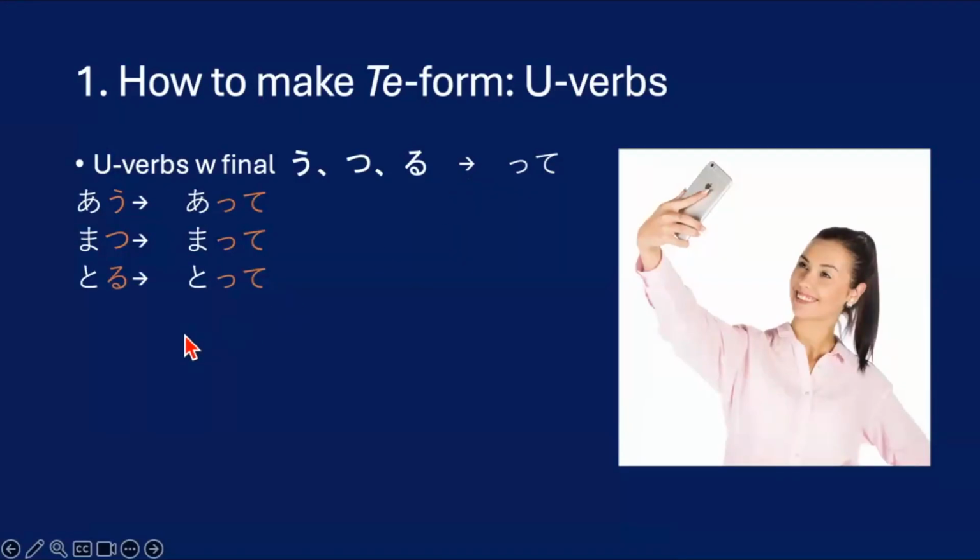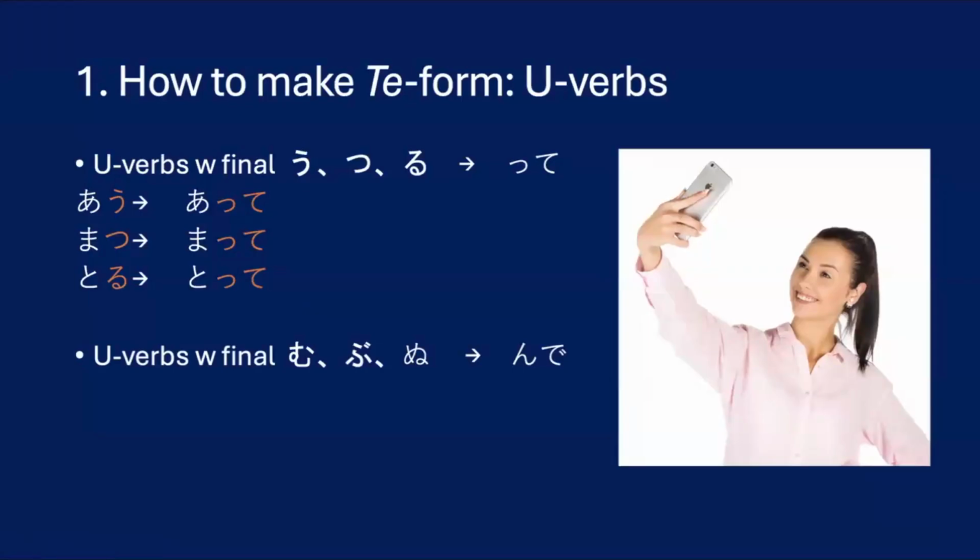And a word like toru, as in take, maybe take a picture. Shashin o toru. So in this case, take out ru, change it to small tsu and te. Totte, totte. That's how you make te form. If the u verbs end with mu or bu or nu, then you take these sounds out and then add de, de.